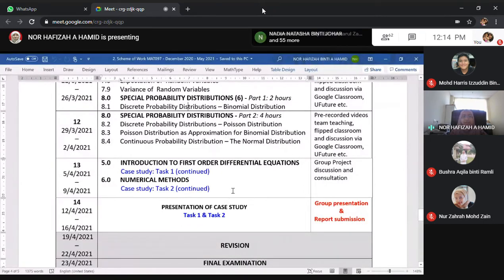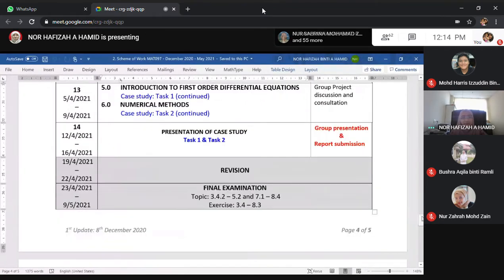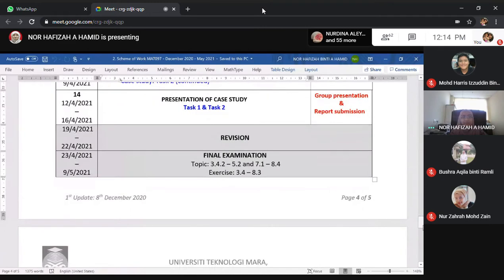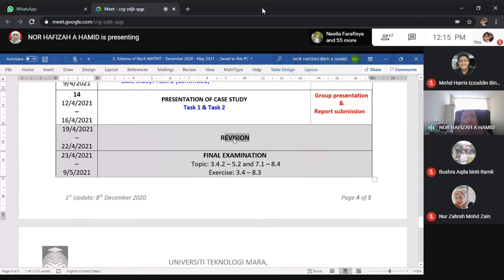So on week 13, we only have consultation on your assignment. And week 14 is for your presentations. So far the presentation is online, same as last semester. After week 14, you have a revision week. The revision is less than 1 week, so these are revision days for your revision. After revision, you have the final exam.